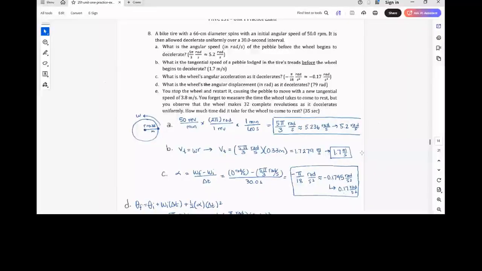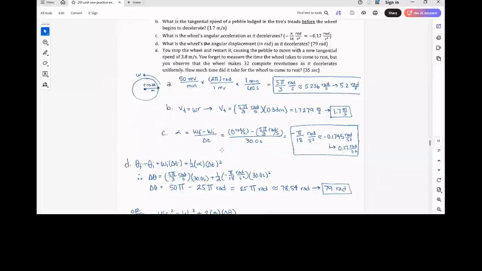And then finally, with part C, we can start to actually take the deceleration into account. We didn't have to think about that at all for the first two parts of this problem. So I know eventually this tire comes to rest. I know it takes 30 seconds to do that. And we've already converted our 50 RPM into something more useful, 5 pi over 3 radian per second.